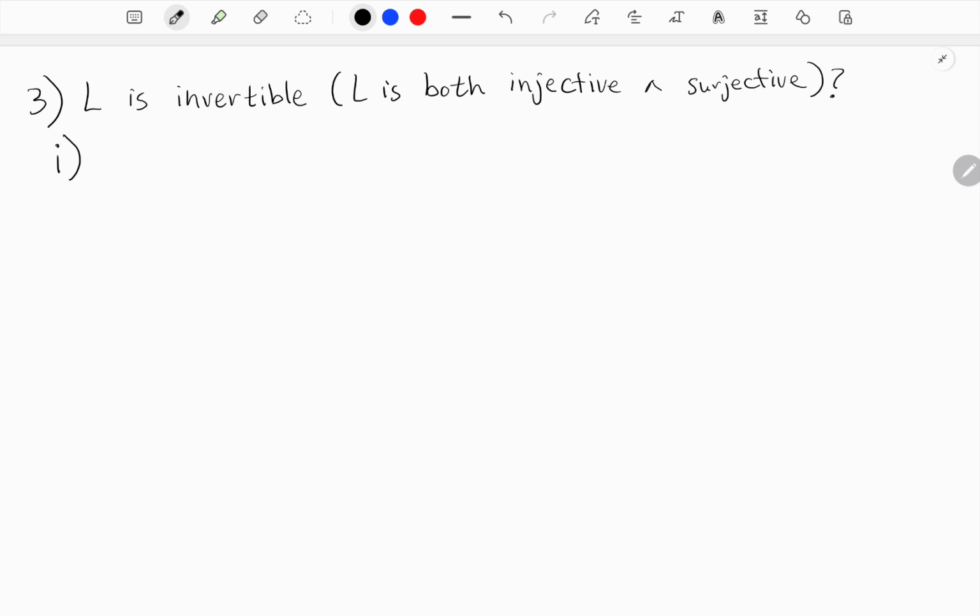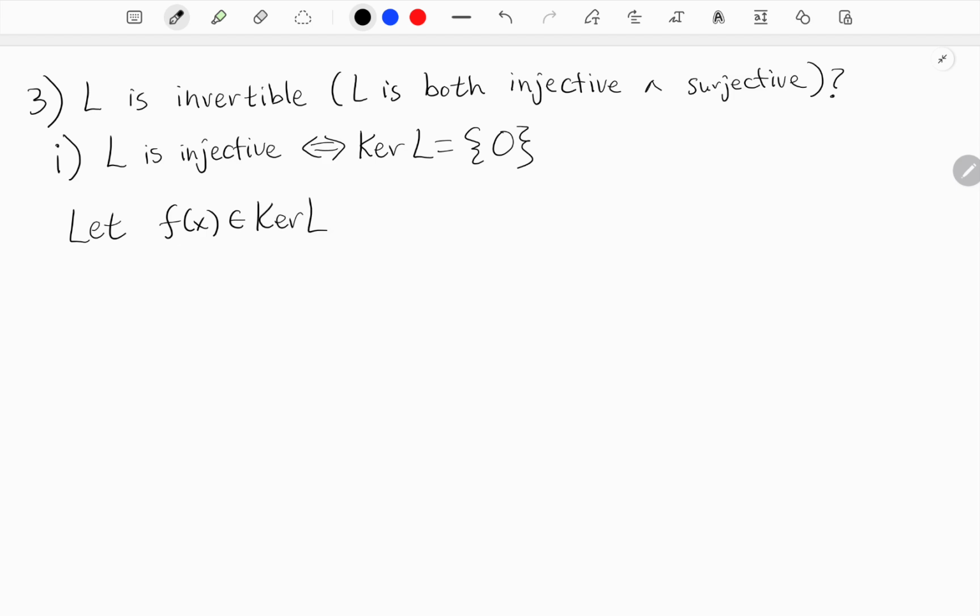So remember the definition for injectivity. L is injective if and only if the kernel of L is just equal to the zero polynomial. I talked about this in the previous video. So let's show this. Let f of x be in the kernel of L.